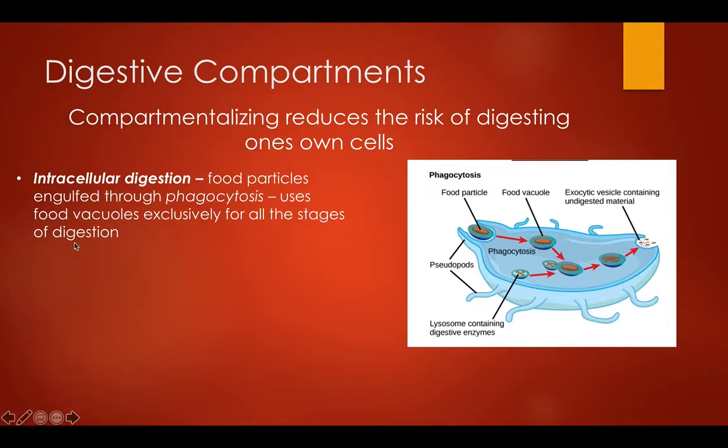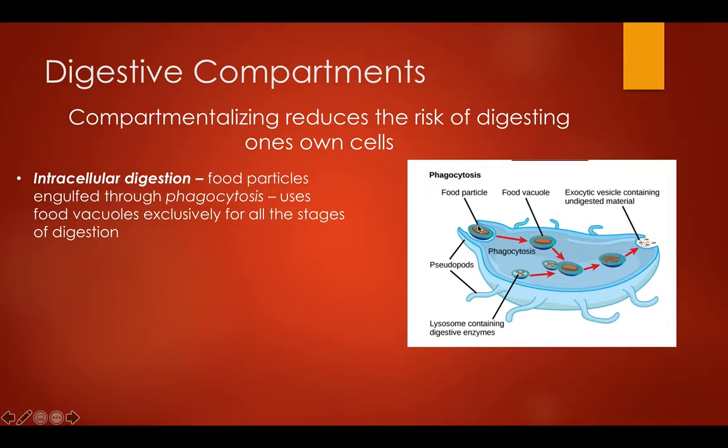We've talked about different types of digestion before in class, especially when I was talking about sponges a couple of lectures ago. I talked about intracellular digestion. So intracellular digestion is when food particles are engulfed through phagocytosis. So that is when food particles are absorbed into a vacuole, a food particle vacuole. And so that is called phagocytosis. So food particles engulfed through phagocytosis uses food vacuoles exclusively for all stages of digestion.